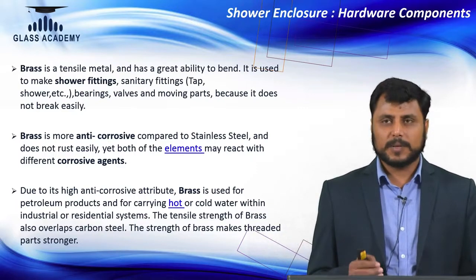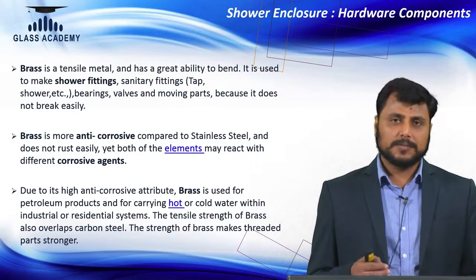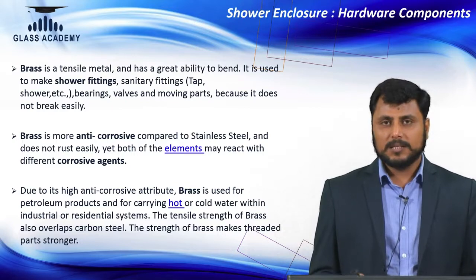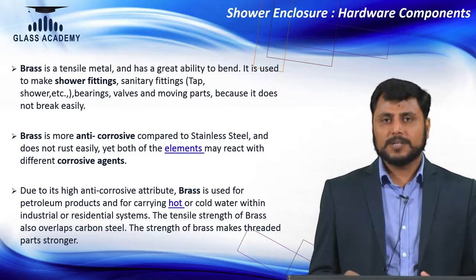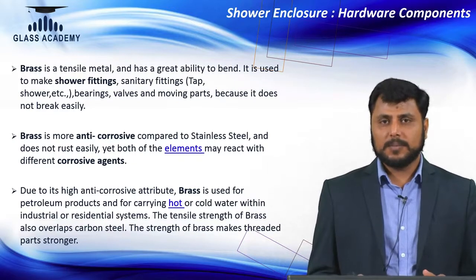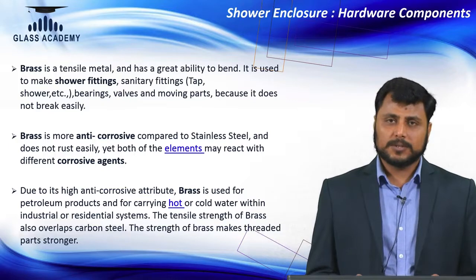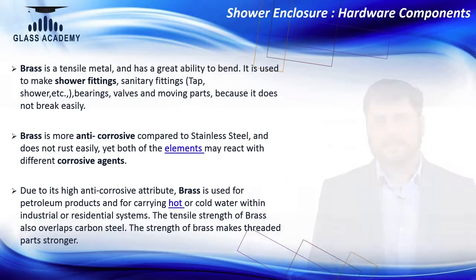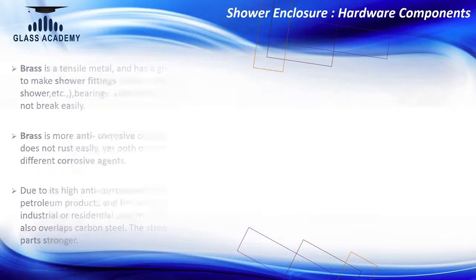Apart from this, the threading part of the brass will be stronger compared to SS, because all the hinges are fixed on a screw. When threading is happening, it is stronger compared to SS. So, that is why people recommend brass in this category, and due to its anti-corrosion property, brass is the most used hardware material in this category. You can see the hinges, connectors, everything will be of brass.